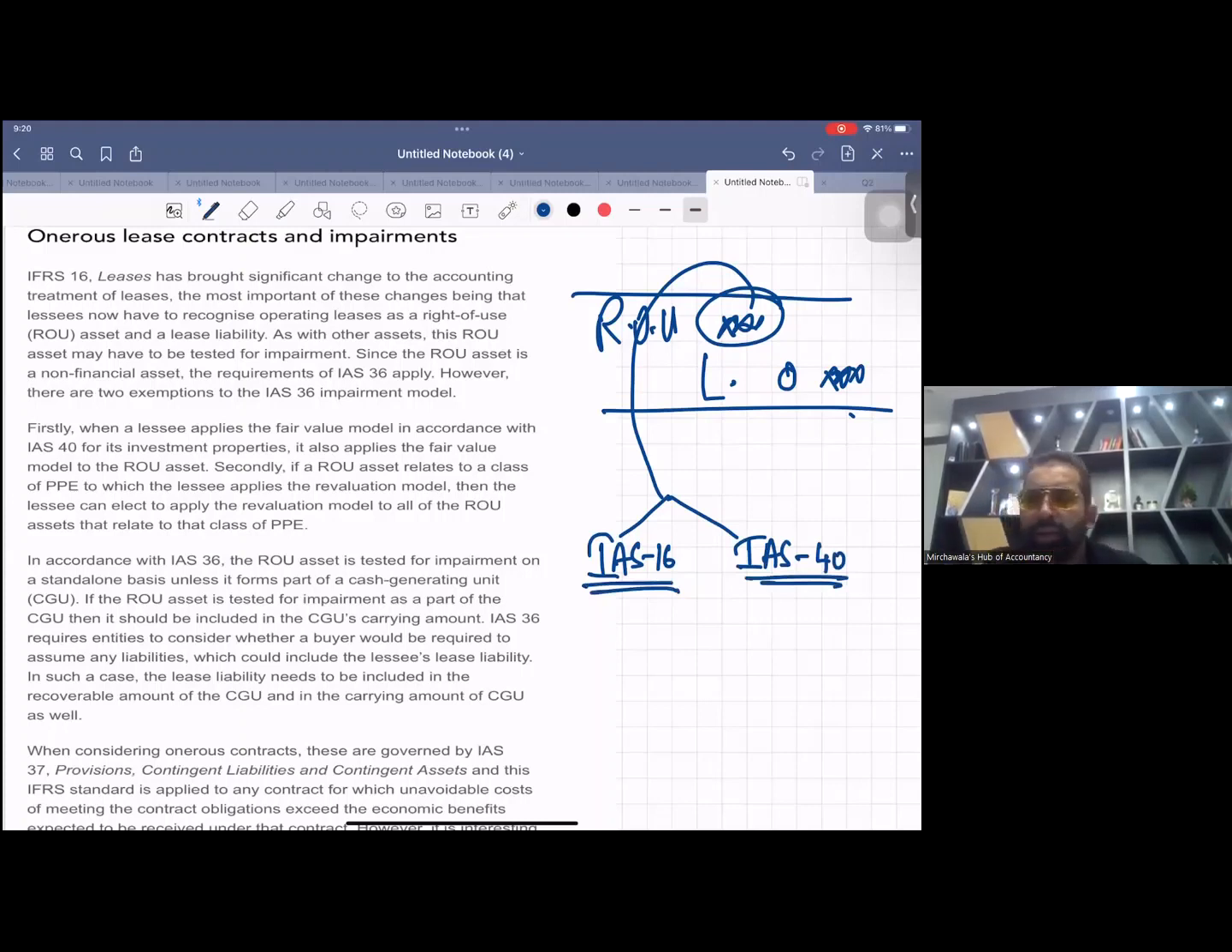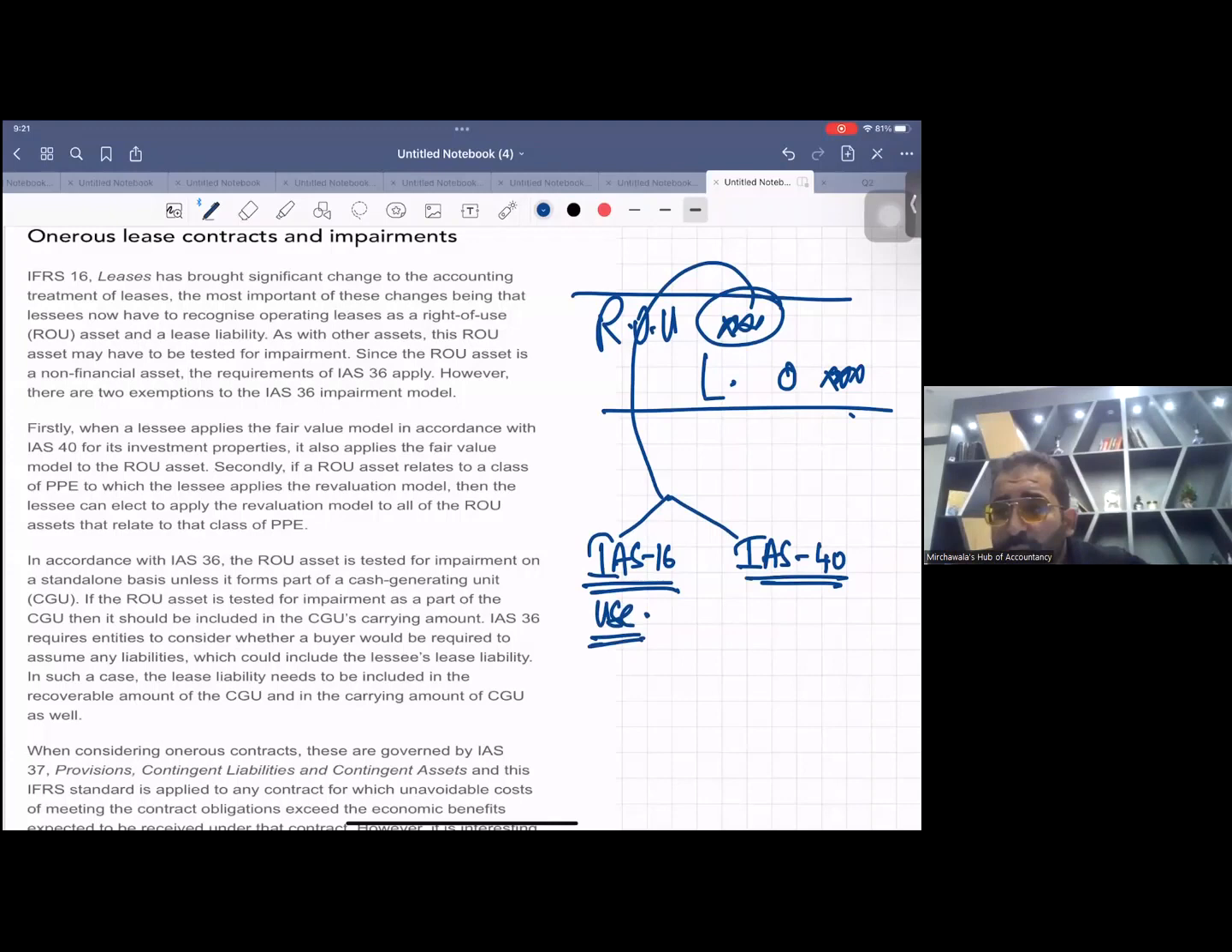For example, you have taken a machine on lease, and you are going to use that machine. Use, U-S-E. So whatever asset you use in your non-current assets, you apply IAS 16. If you are using it, you apply IAS 16.